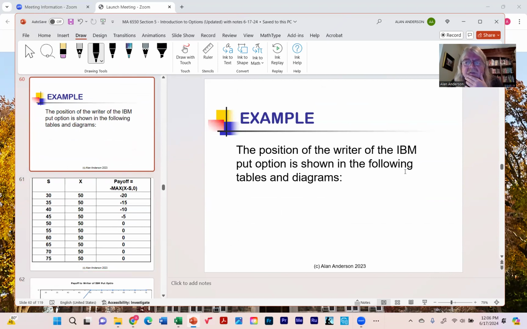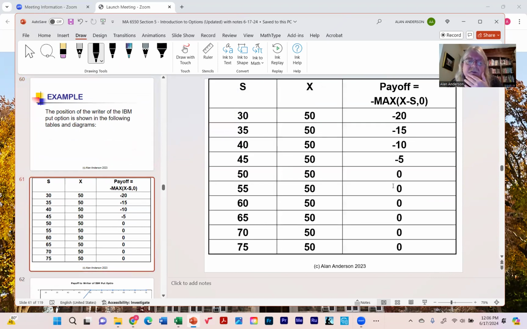Now for the put, remember we also had a put for the IBM stock with the strike of 50. And so once again, up here, the option is in the money. Here it's at the money, and here it's out of the money. Which means that when it's out of the money and at the money, the payoff is simply zero. Up here, this is the negative of the payoffs we had when we were the owner of the put option. Okay, and that's because this negative is here.